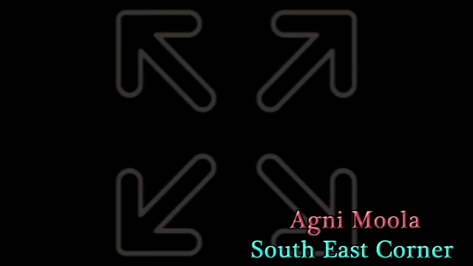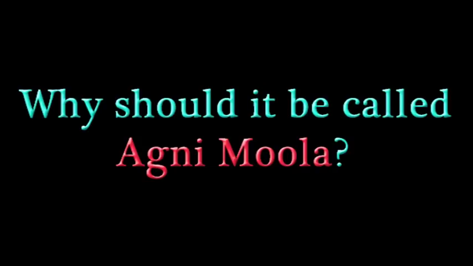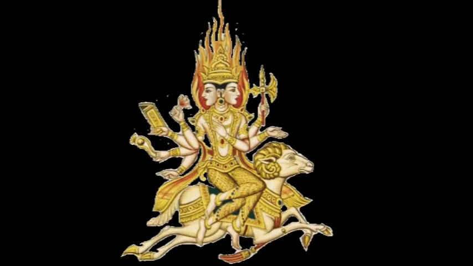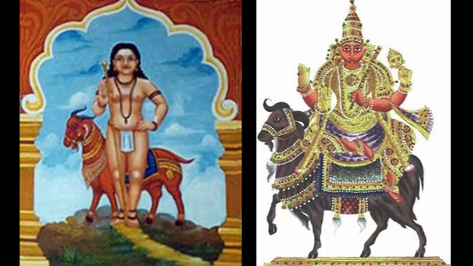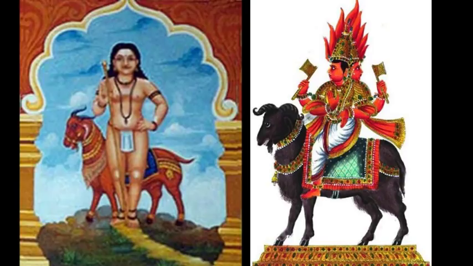We shall first take Agni Moola, the southeast corner. Why should it be called Agni Moola? Do you know who the god Agni Devan is? It is actually God Murugan. The male goat being the vehicle of Agni Devan automatically establishes the fact that Agni Devan is Murugan.